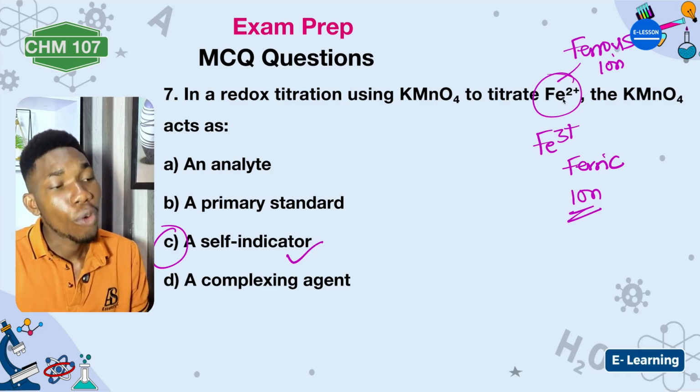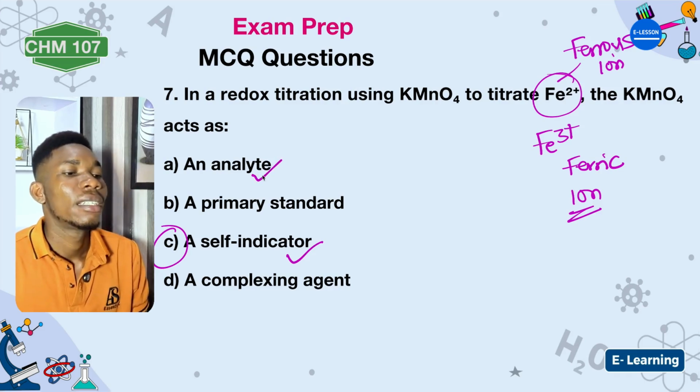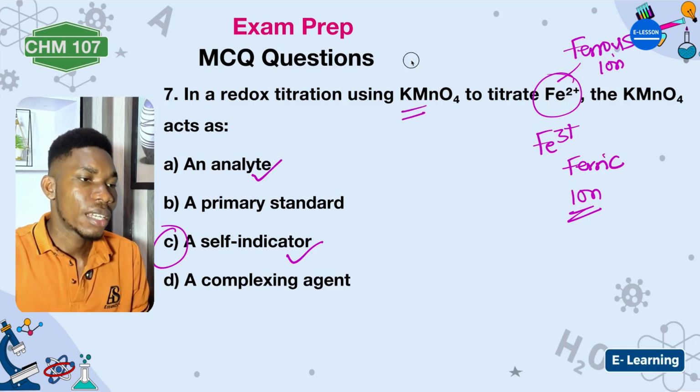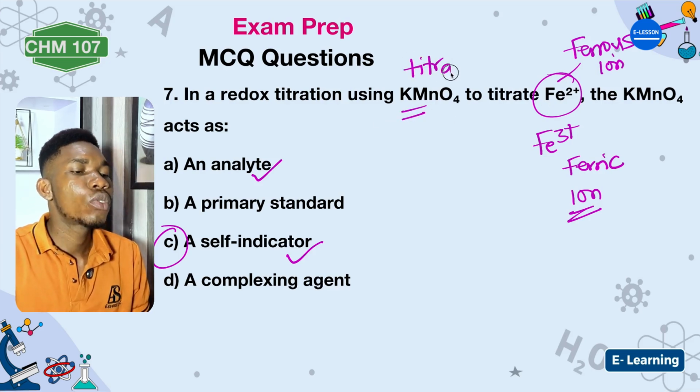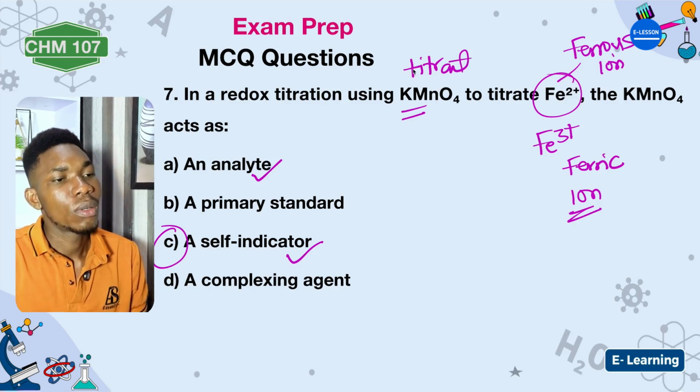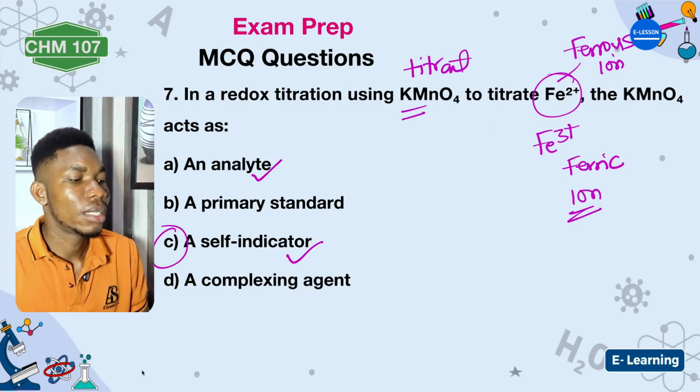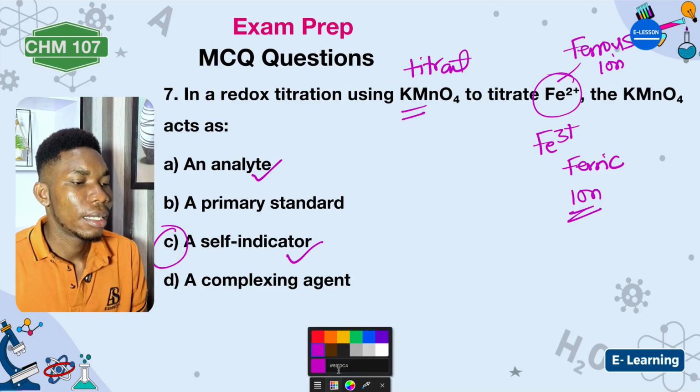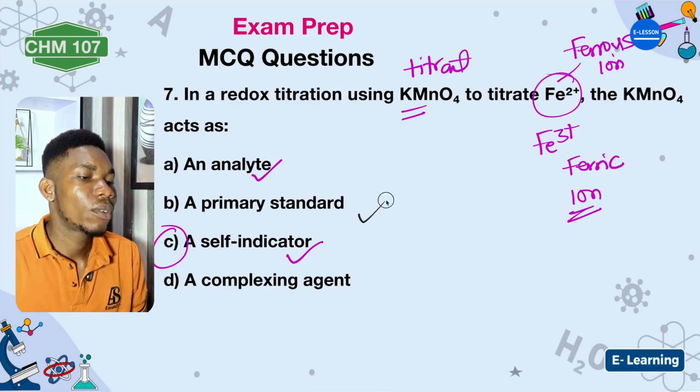Iron is what you are looking for. Iron is the analyte. Are you getting it? You are using permanganate to titrate iron. Permanganate is the titrant, which also doubles as a self-indicator, while the iron is the what? The analyte. Is that okay? So that is that for that particular one.